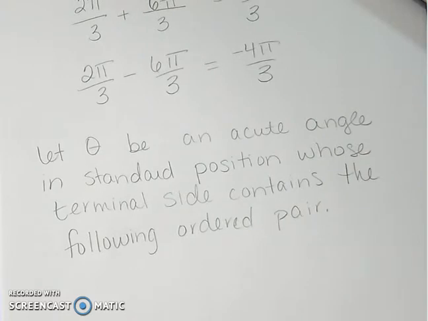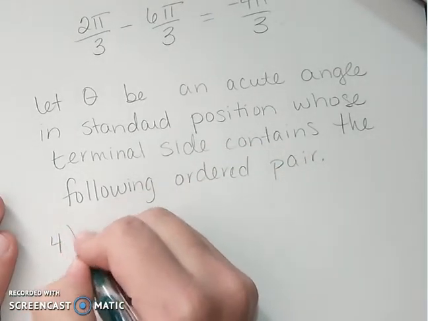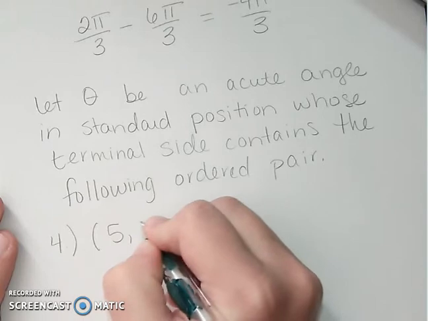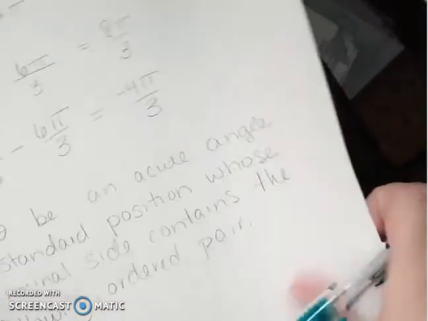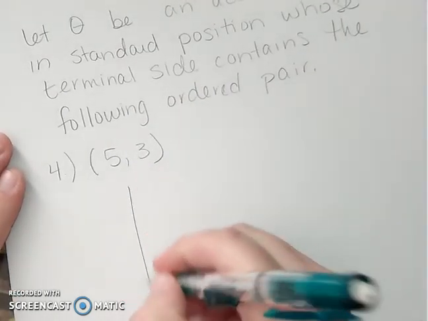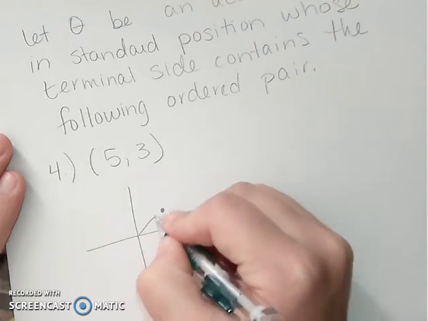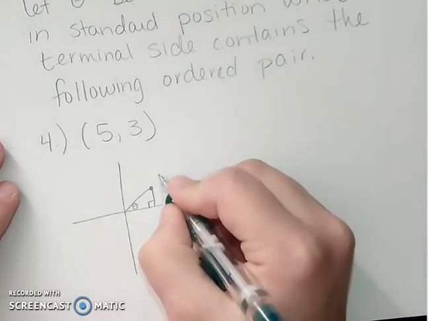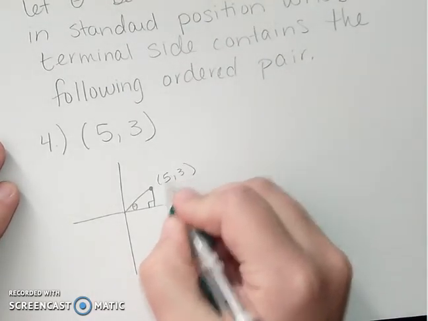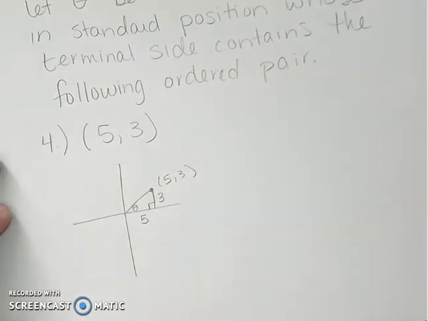And what I want you to do is find the 6 trig functions of that theta. So let's do number 4. We're going to let the ordered pair be 5, 3. So if you think about it, this is in quadrant 1 because it's a positive ordered pair. So if I plotted it, it would look something like this, right? And this could be my theta. Where this ordered pair is 5, 3, my x is here and my y is 3.